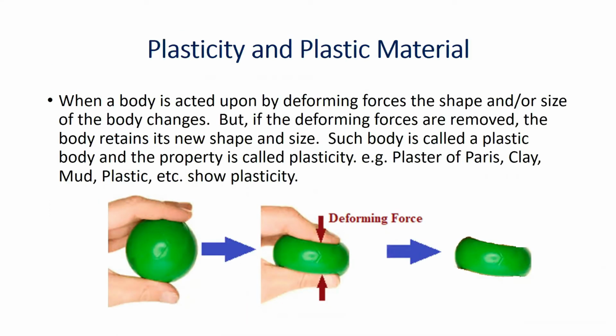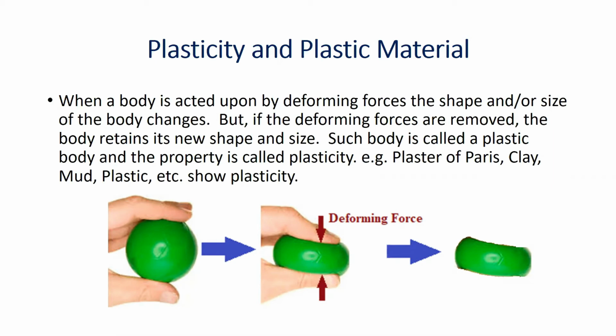The second type of material on the basis of the response to the deforming force are plastic materials, and the corresponding property is called plasticity. When a body is acted upon by deforming forces and the shape and/or size of the body changes, but if the deforming forces are removed, the body retains its new shape and size, such a body is called a plastic body, and the property is called plasticity. Examples: plaster of Paris, clay, mud, plastic, etc.